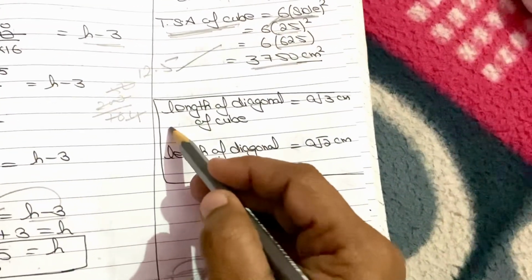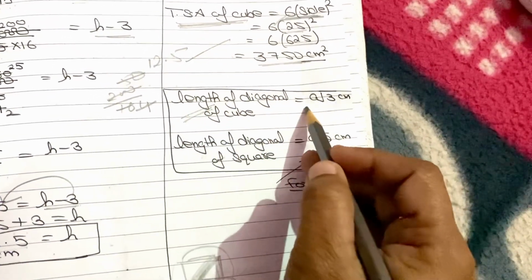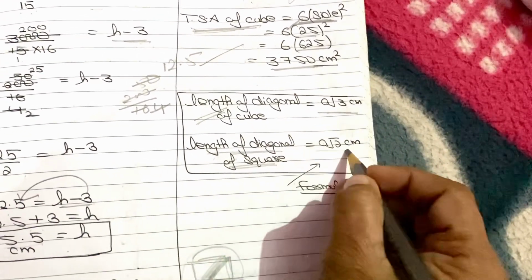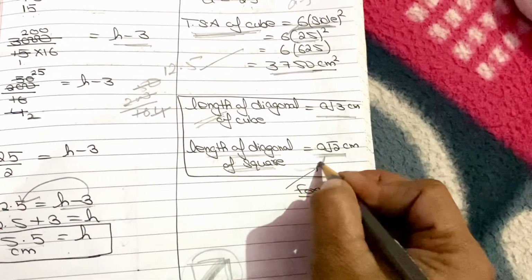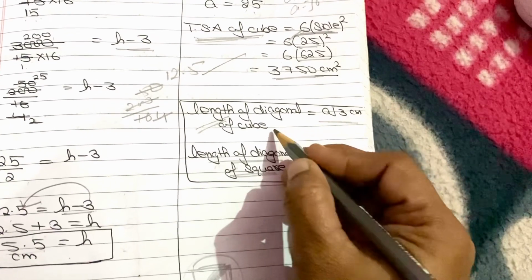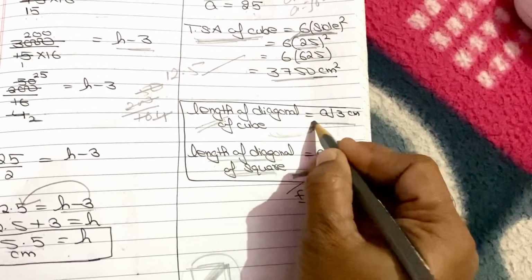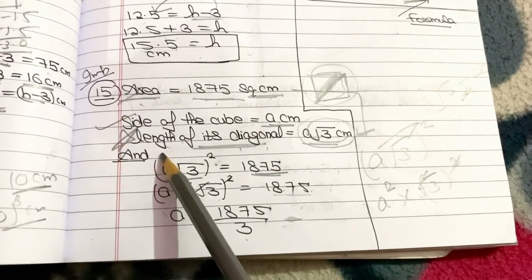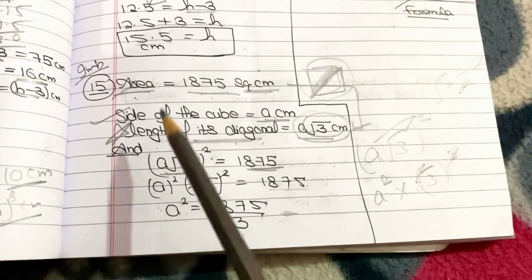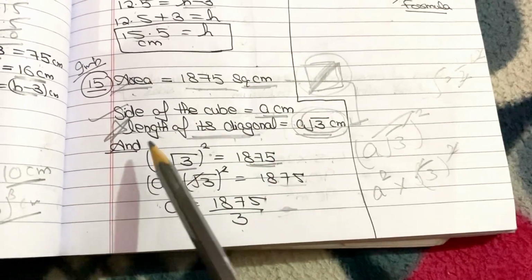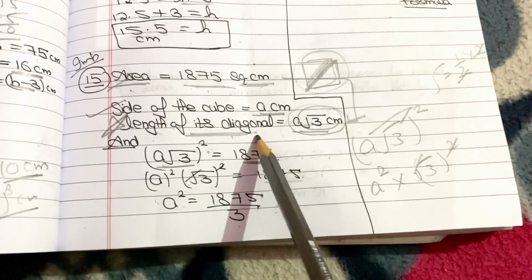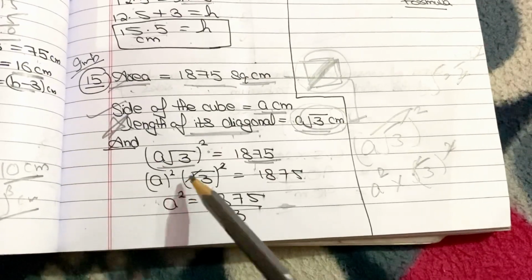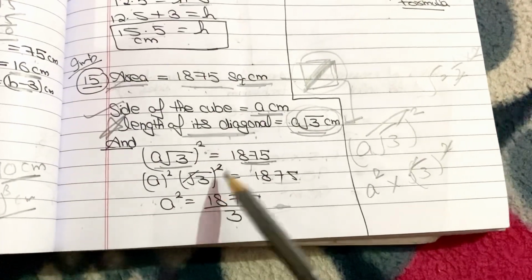So remember that the length of the diagonal of a cube is a root 3 centimeter and the length of the diagonal of a square is a root 2 centimeter. This formula is for the diagonal of a square and this formula is for the diagonal of a cube. First of all, the area is given to you. You consider the cube with side a centimeter and relate it with the length of its diagonal. So (a root 3) square is equal to 1875.